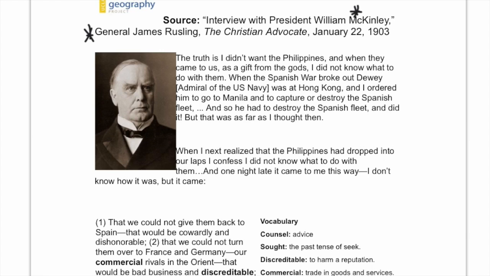Who was the intended audience? It seems like it was readers of the Christian Advocate. So we have to assume that the people that read this newspaper were Christians and were people who believed in some sort of cause. So we're going to go ahead and put a star next to the Christian Advocate.